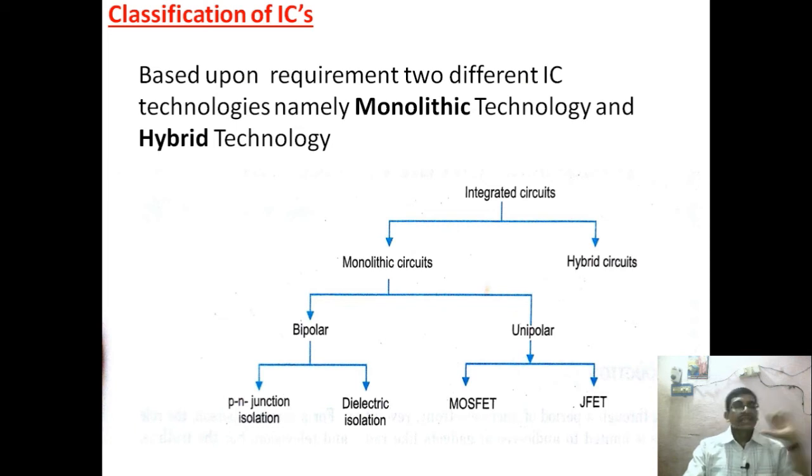Monolithic ICs are again classified into bipolar technology and unipolar technology. In bipolar technology, PN junction isolation and dielectric isolation technologies are used to fabricate the components on the chip. And unipolar technology is used to fabricate JFETs and MOSFETs. Okay, these are all the classifications based on the technology used for fabrication.